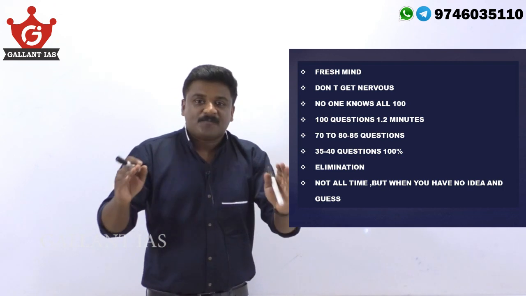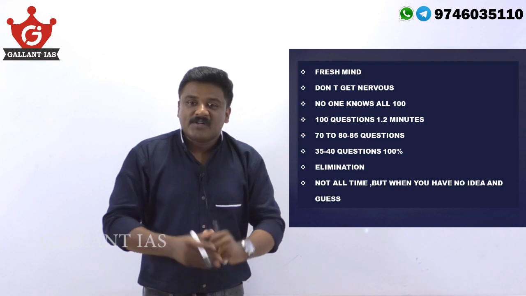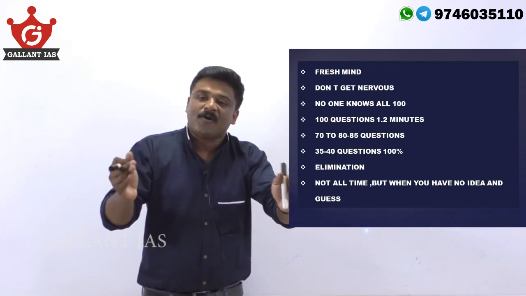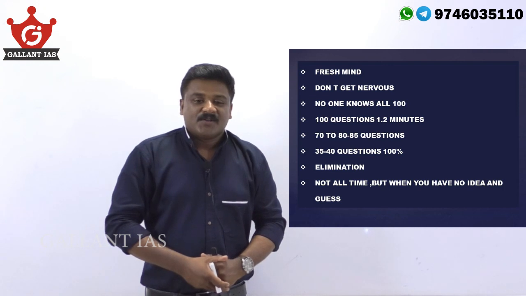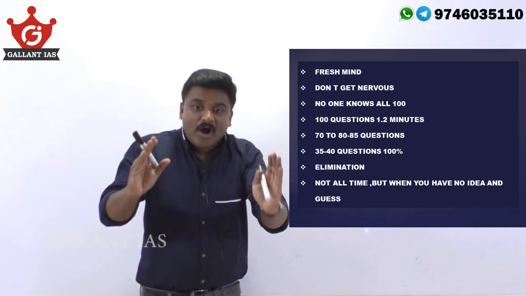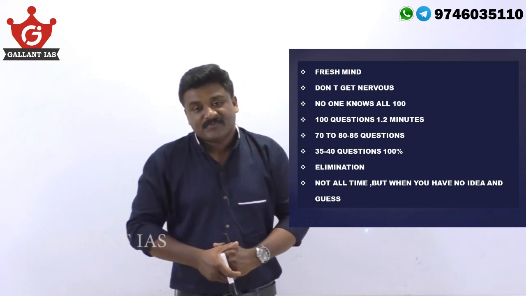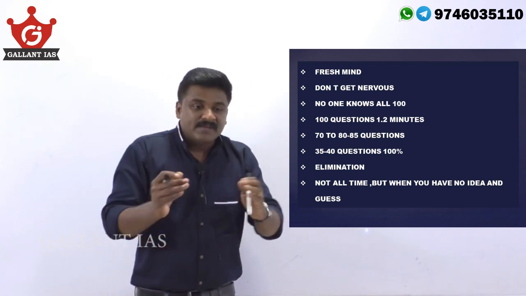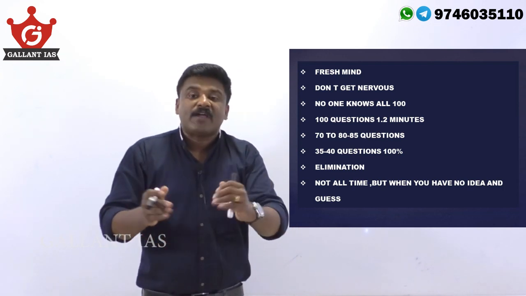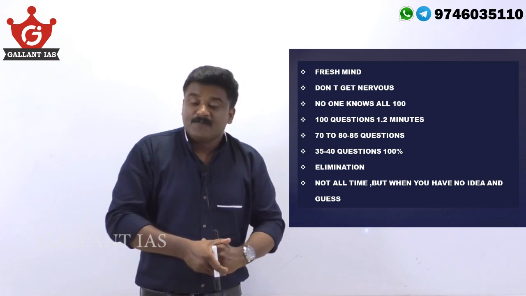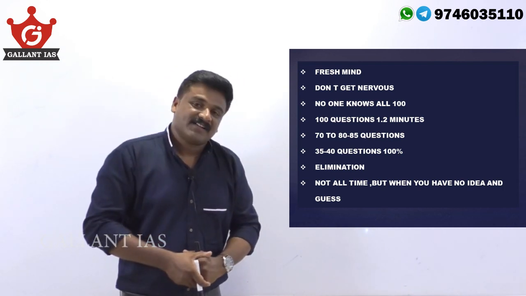Everyone knows prelims definitely have 100 questions. And usually the cutoff in the prelims is something around 110 or 120. So it is quite clear that you have to attempt a good number of questions in order to qualify your cutoff. Maybe sometimes 70 to 80 questions or sometimes 80 to 85 questions you have to attempt in the prelims. That is depending on the difficulty level of the question paper.